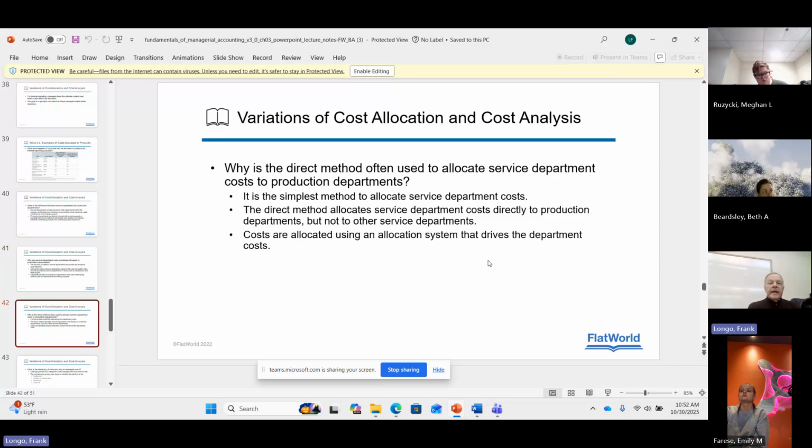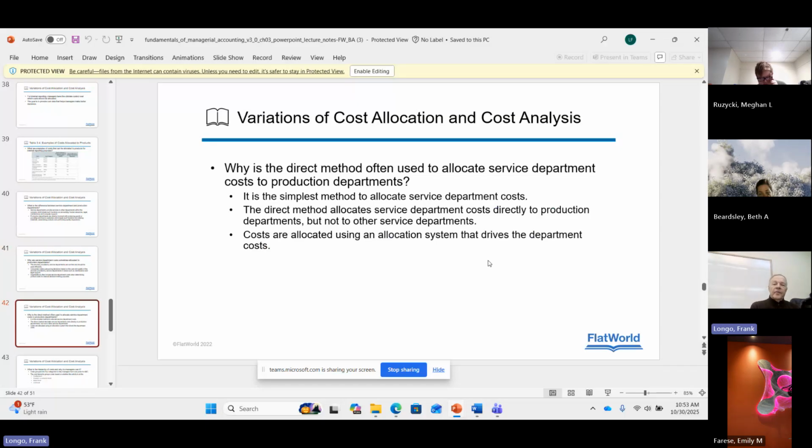So we can allocate the cost of a service department using a direct method. It's the simplest one to do. And all we're doing with the direct method is we're allocating the cost directly to a production department, but not to other service departments. That's a decision that management would make. So how they get allocated, they would use a system that they think best reflects who's using the cost.